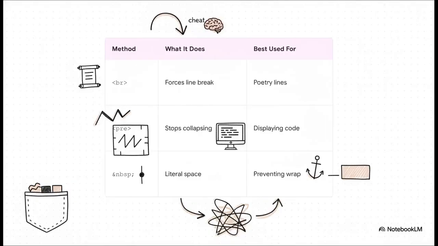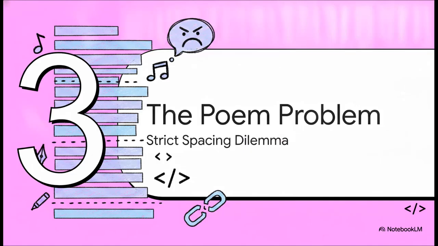Now, what's really interesting about this slide is the formatting cheat sheet we've put together. Seriously, take a mental screenshot of this. When you want to bypass the browser's automatic layout, you have specific overrides. The BR tag forces a line break, the PRE tag stops whitespace collapsing entirely, and the &nbsp; entity forces a literal non-breaking space. Keep these 3 methods right in your back pocket because we're about to tackle a real-world layout dilemma. Which brings us to Section 3, Solving the Poem Problem.